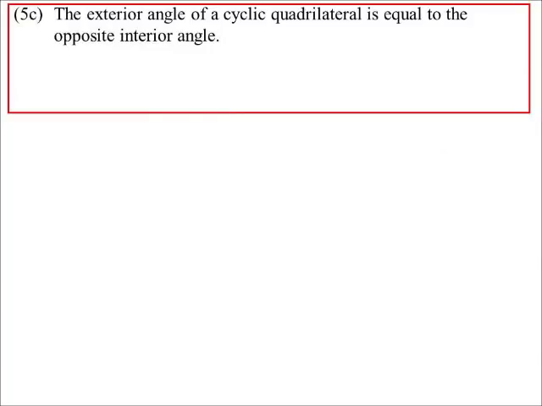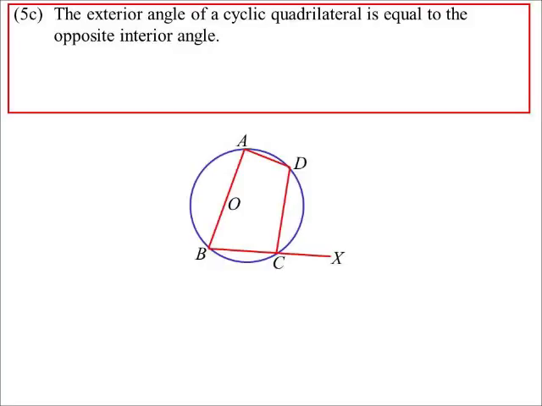The other cyclic quad theorem, which is a bit like the exterior angle of a triangle, people often forget this one and it can save a bit of time. So an exterior angle is always equal to the opposite interior angle. So here's our picture, there we are. So DCX would equal BAD.